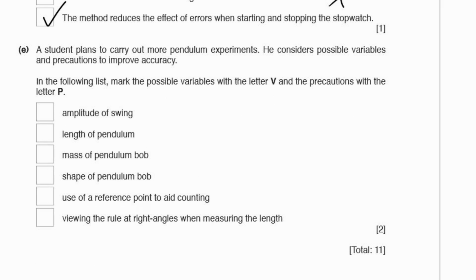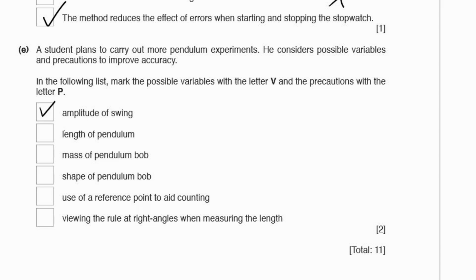E. A student plans to carry out more pendulum experiments. He considers possible variables and precautions to improve accuracy. In the following list, mark the possible variables with the letter V and the precautions with the letter P. Okay, let's run through this then.